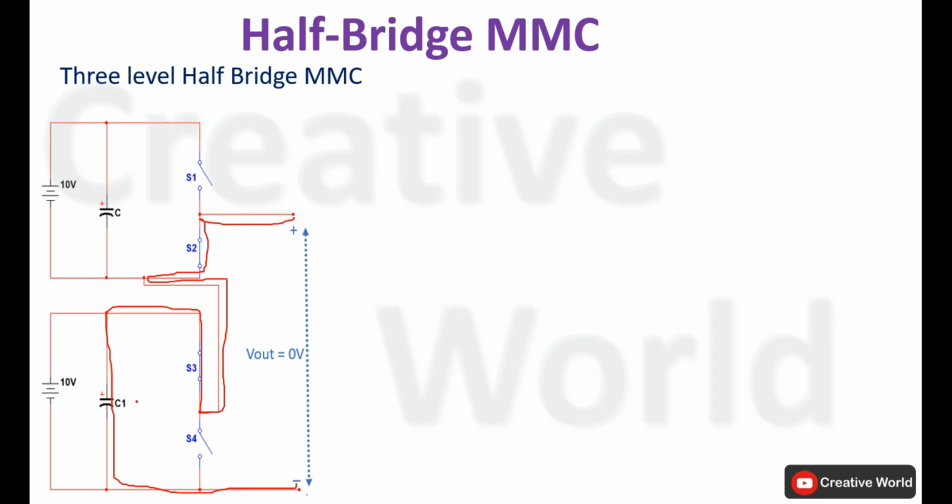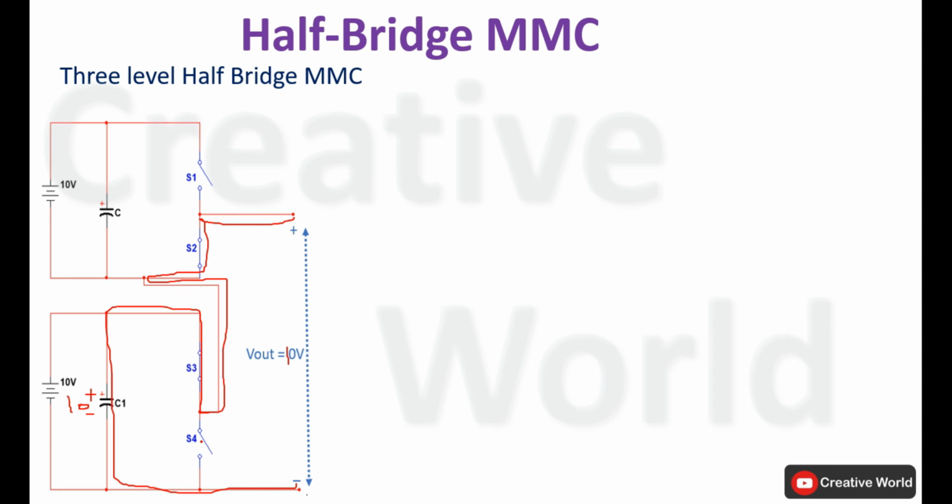And one thing to keep in mind, at this stage this C1 is charged at 10 volt, positive here and negative here, 10 volt. So in this case we will be getting 10 volt across these 2 points in positive direction, because positive voltage is appearing across this point and negative VC is appearing across this point. So here it should be 10 volt.